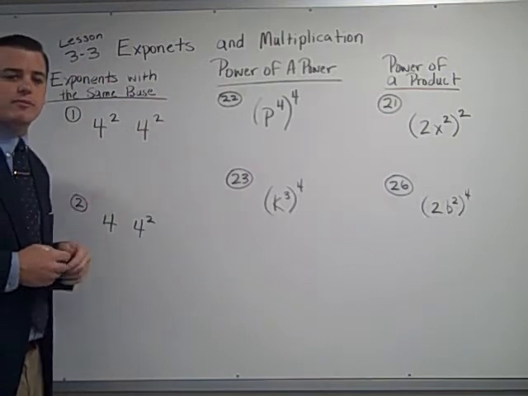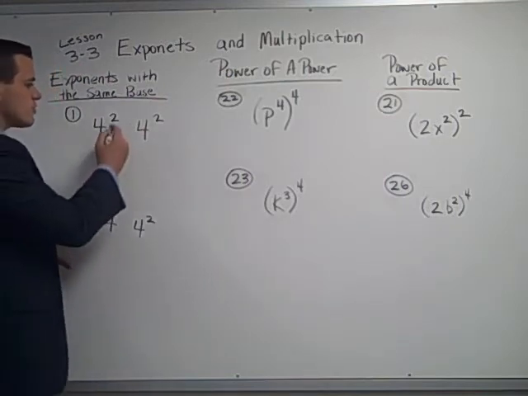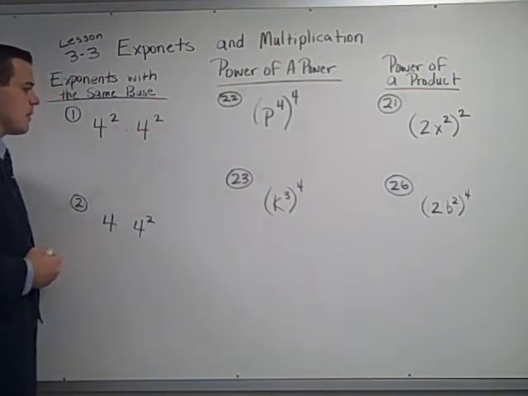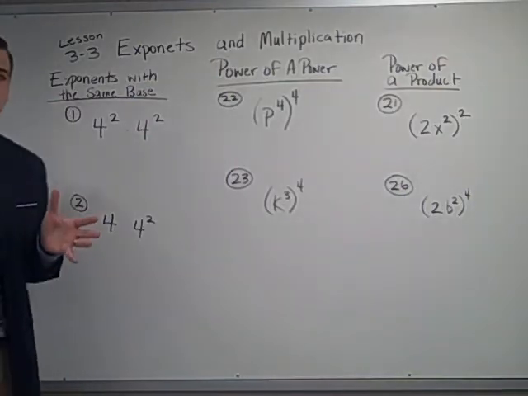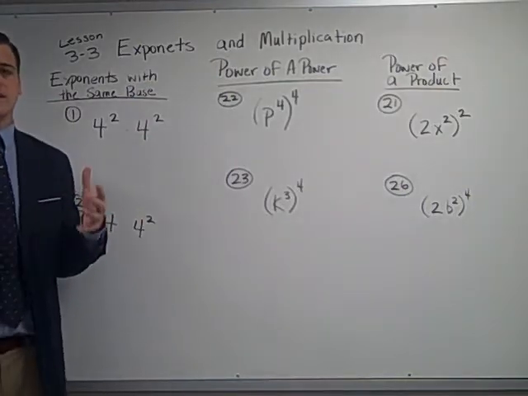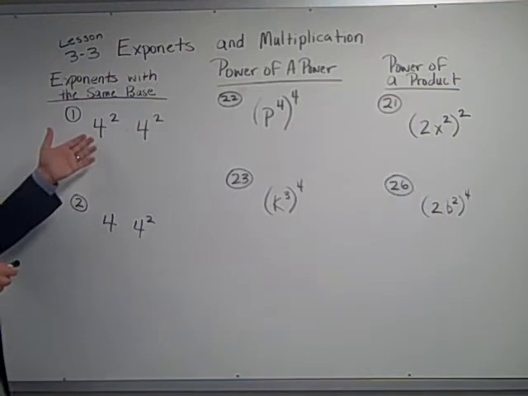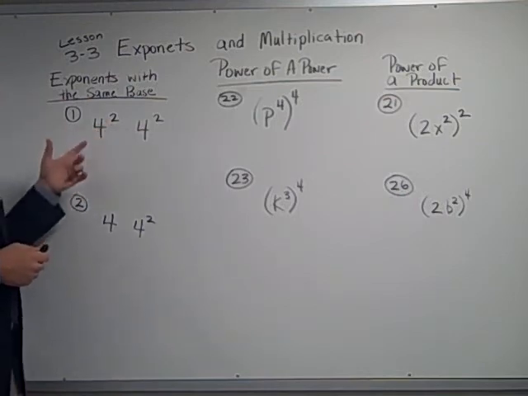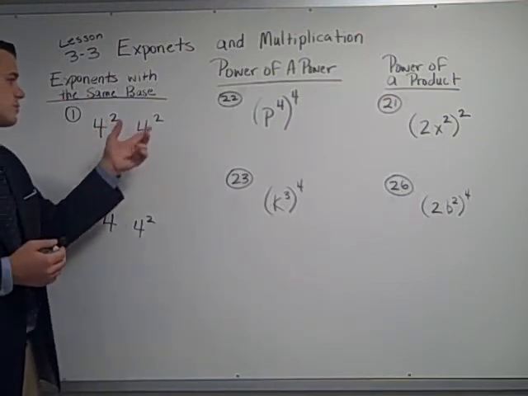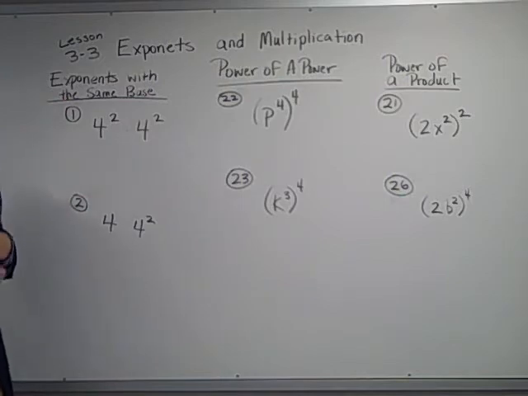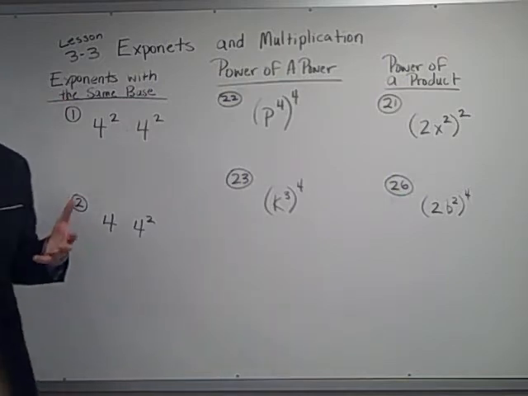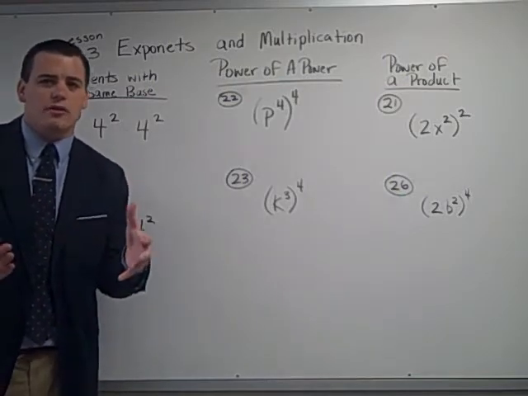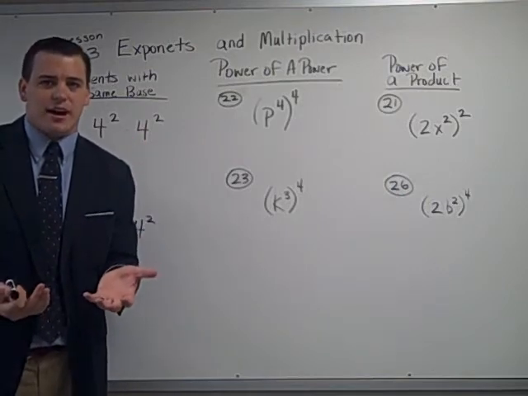And we'll start with number 1 from tonight's homework. It is 4 squared times 4 squared. Well, what we're trying to do here is simplify. We're not solving. If we solved, we would get 16, or excuse me, 4 squared is 16 and 4 squared, so 16 times 16, which then is 256. But we're not trying to solve it. We're trying to simplify. Okay?